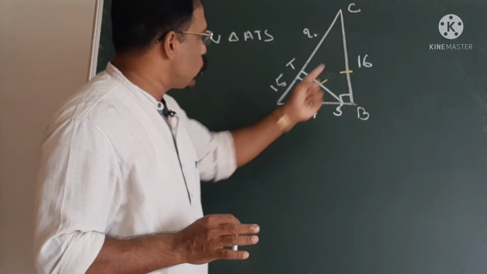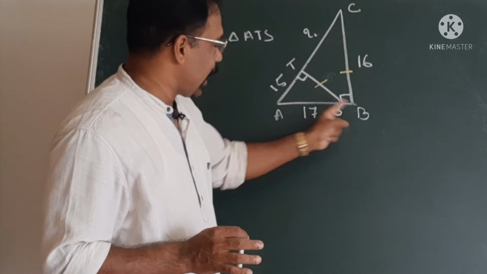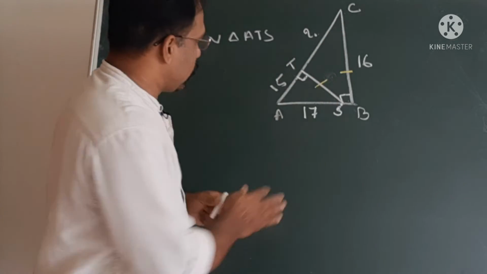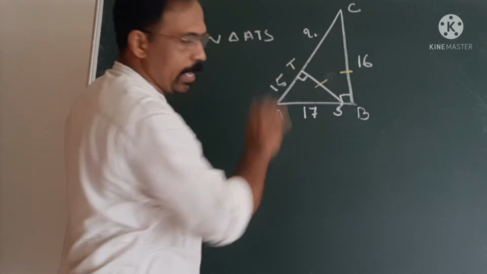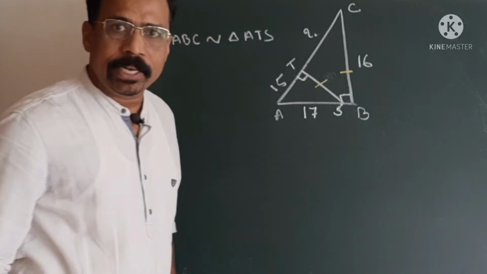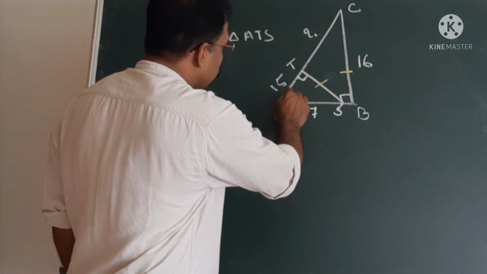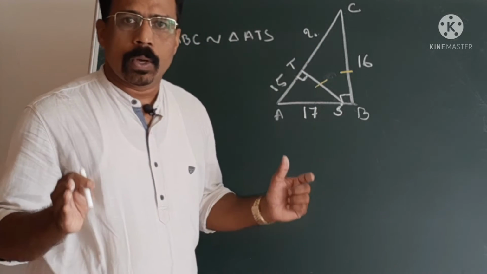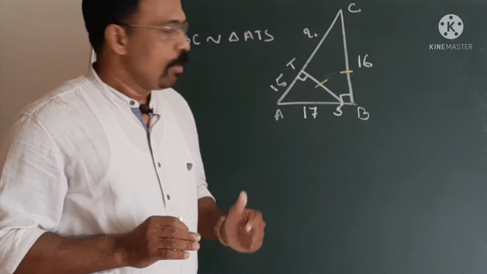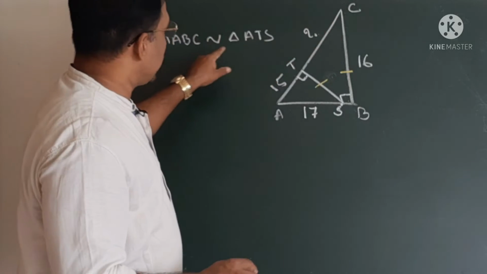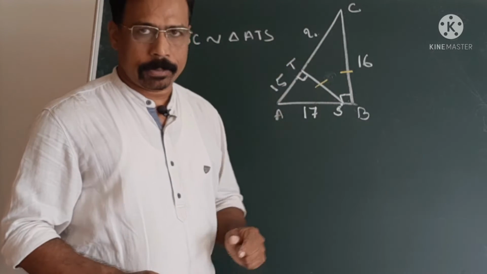Now look at these two triangles, triangle ABC and triangle ATS, this bigger triangle and this smaller triangle. Now these two are 90 degrees. Angle A is common in both the cases. So according to AA criteria, we can say that triangle ABC is similar to triangle ATS.